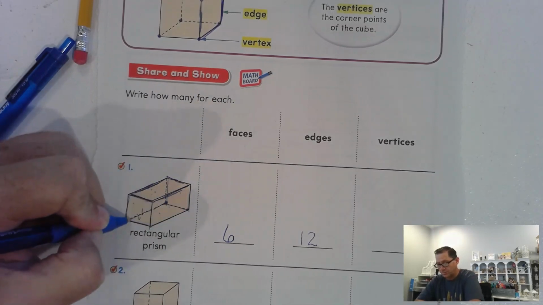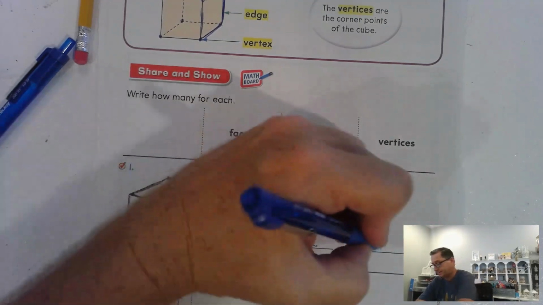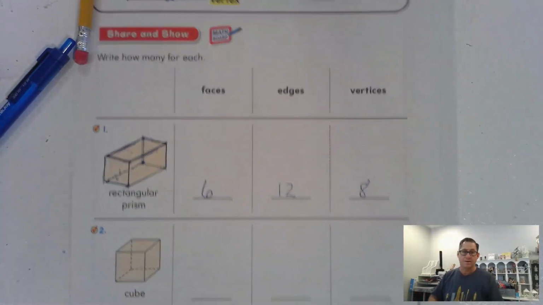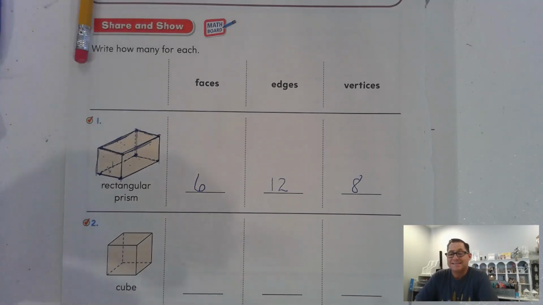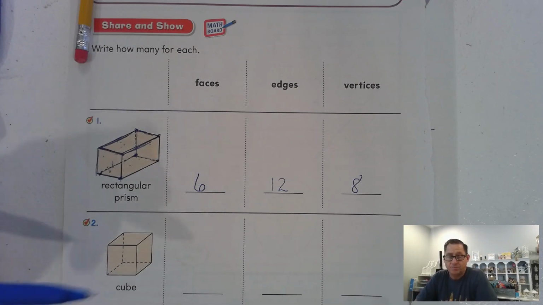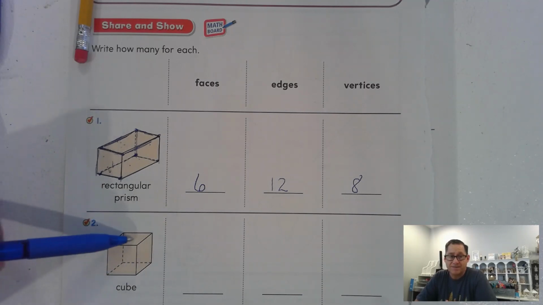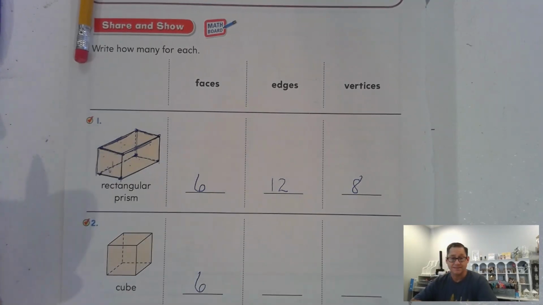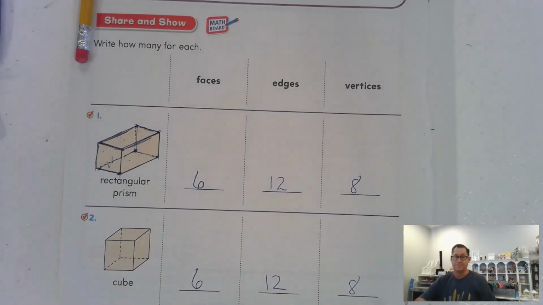How many vertices? Well, one, two, three, four on the bottom. One, two, three, four on the top. So 8 vertices. A cube: remember that a square is technically a rectangle. It has the same qualities of a rectangle, but it can also be called a square. So a cube can be thought of as just having 6 rectangular faces. They just happen to be squares. So it is also going to have 6 faces, 12 edges, and 8 vertices.